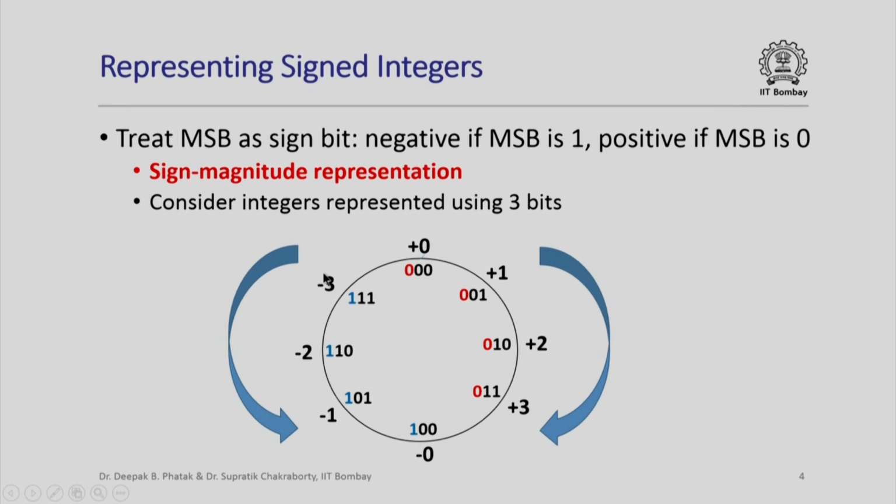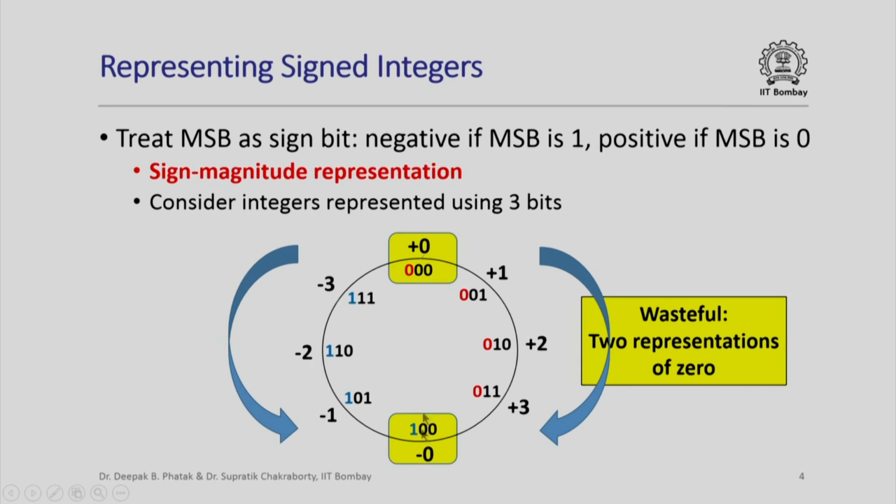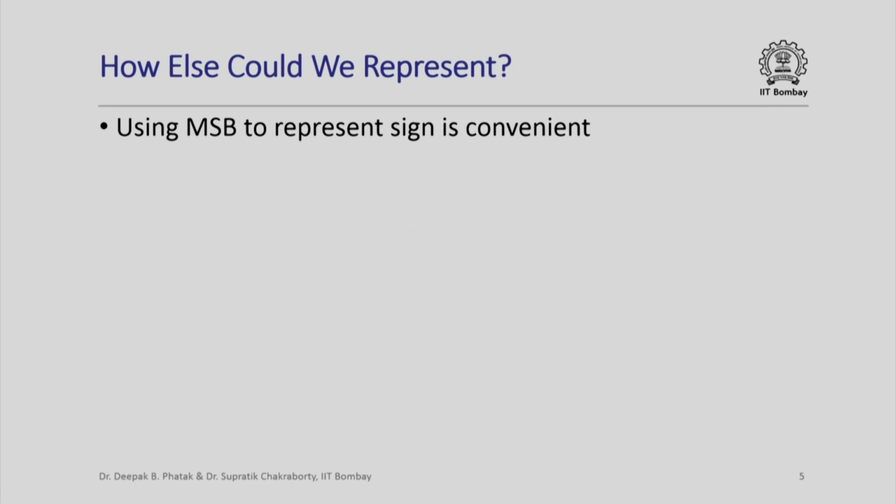We have also seen that this basically corresponds to 2 increasing directions, one in this way and the other in this way. These are 2 different increasing directions, and it also gives rise to this wasteful representation where we have 2 representations of 0. Now before we go to 2's complement representation, we would like to ask, how else could we represent negative integers in binary? Using the MSB to represent the sign is really convenient, because we could just look at 1 bit and tell whether the number is positive or negative.